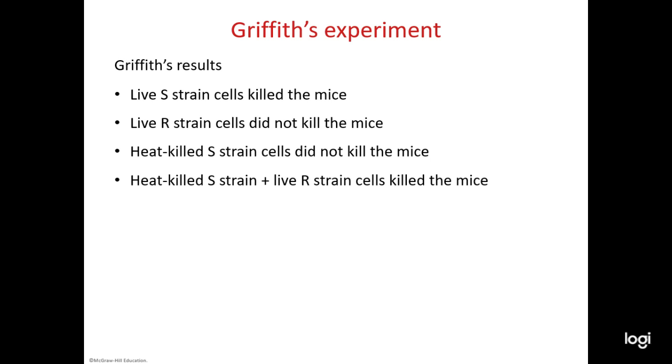But then he takes some heat-killed S strain and some live R strain, mixes them together and injects that into the mice. Now, the S strain is dead. The R strain is live but avirulent. And yet, this mixture killed the mice, and that freaked him out. He thought that was pretty strange. That was not what he really expected, right?